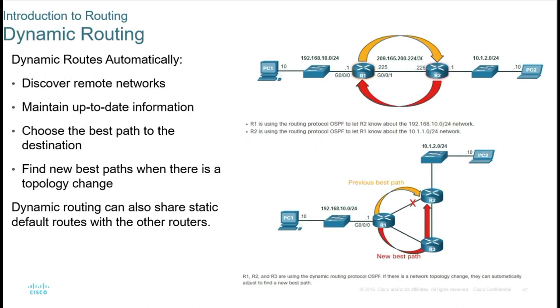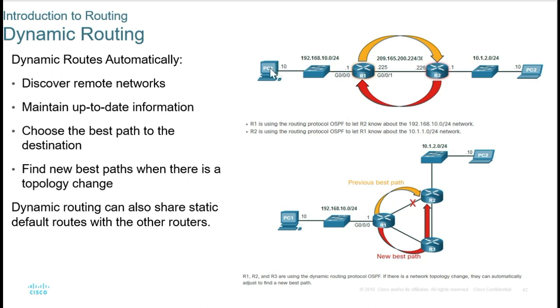Next, the dynamic routing. Dynamic routing automatically discovers remote networks, maintains up-to-date information, and most importantly, it will choose the best path to the destination mengikut keadaan semasa. Okay, so when there is a topology change, the dynamic routing protocol will automatically adjust or alter its metrics untuk mencari the best path pada masa tersebut.